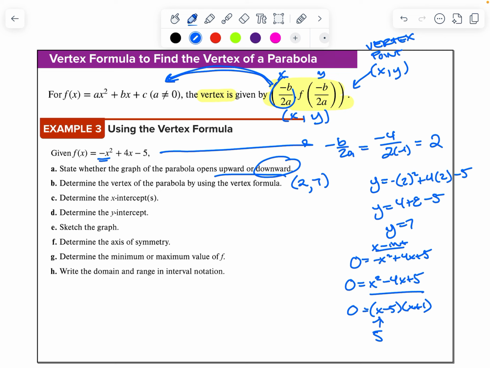To find the y-intercept, just like we have been doing, we could just sub a 0 in for x. Y equals negative 0 squared plus 4 times 0 minus 5. So y equals negative 5.